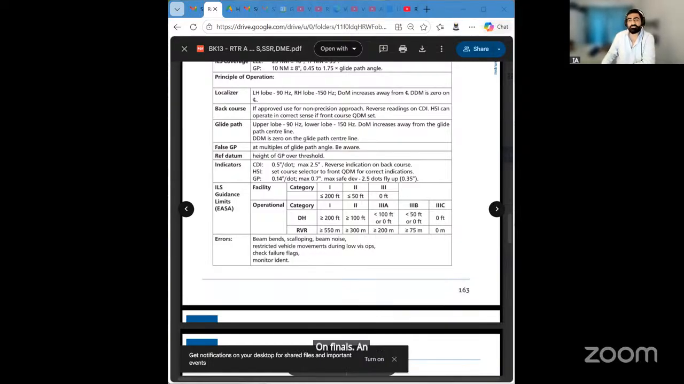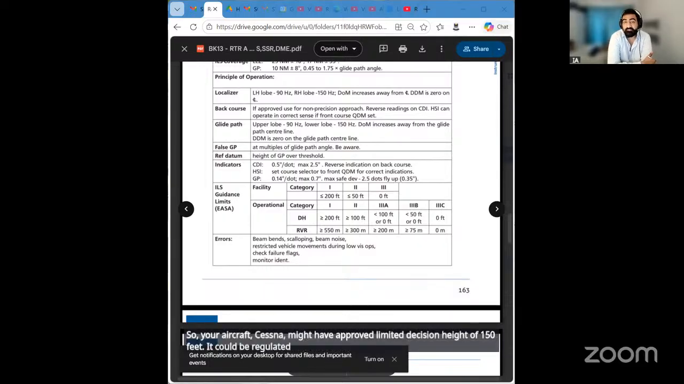Anushka and Ninad, how about you? Same, sir. I agree with him. Same. So your aircraft, Cessna, might have an approved limited decision height of 100, 150 feet. It could be regulated that way. Maybe that's why you have a combination.